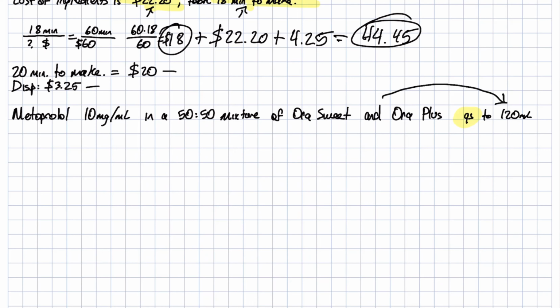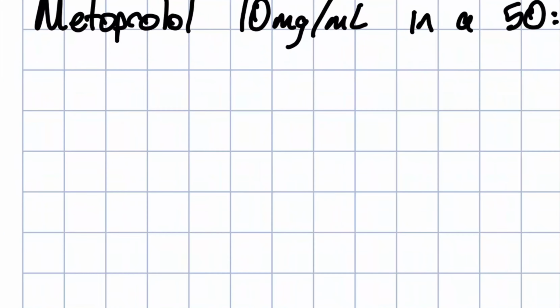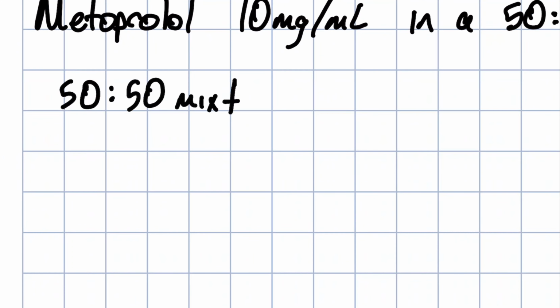You're making it 120 mils. So let's go ahead and ask ourselves, a 50-50 mixture is 1/2 and 1/2. Would you agree?